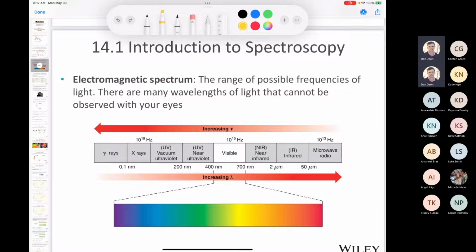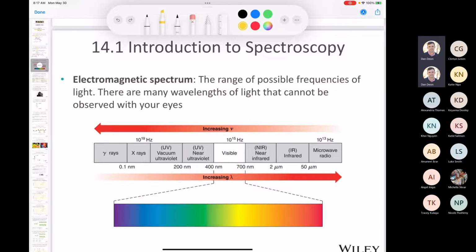And then we get up to higher energy. So we get up to infrared, then near infrared, then visible. So this is what we can see with the naked eye. Then we get into UV, and then up to X-rays and gamma rays. And so what do we see? We see that as the frequency increases, the wavelength decreases, right? They're inversely proportional to each other.